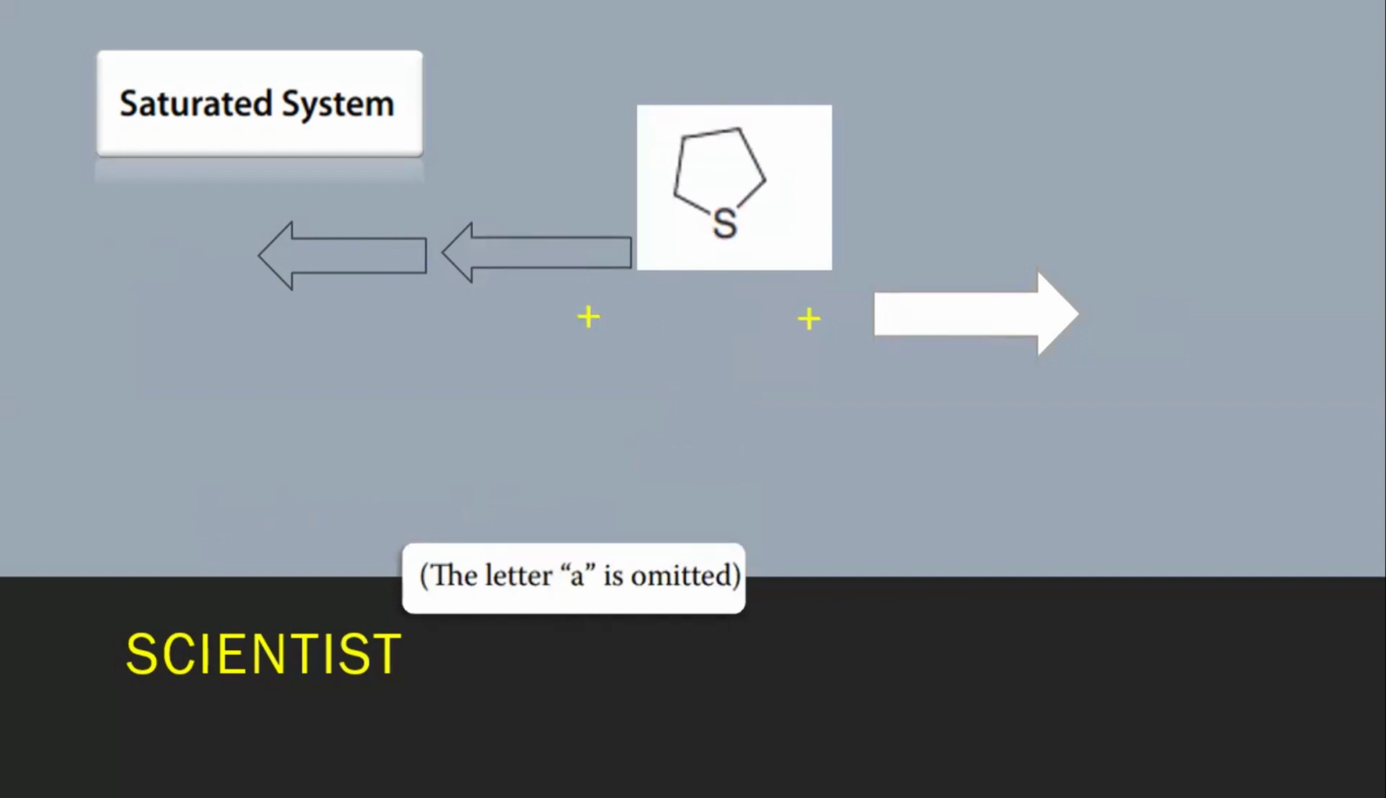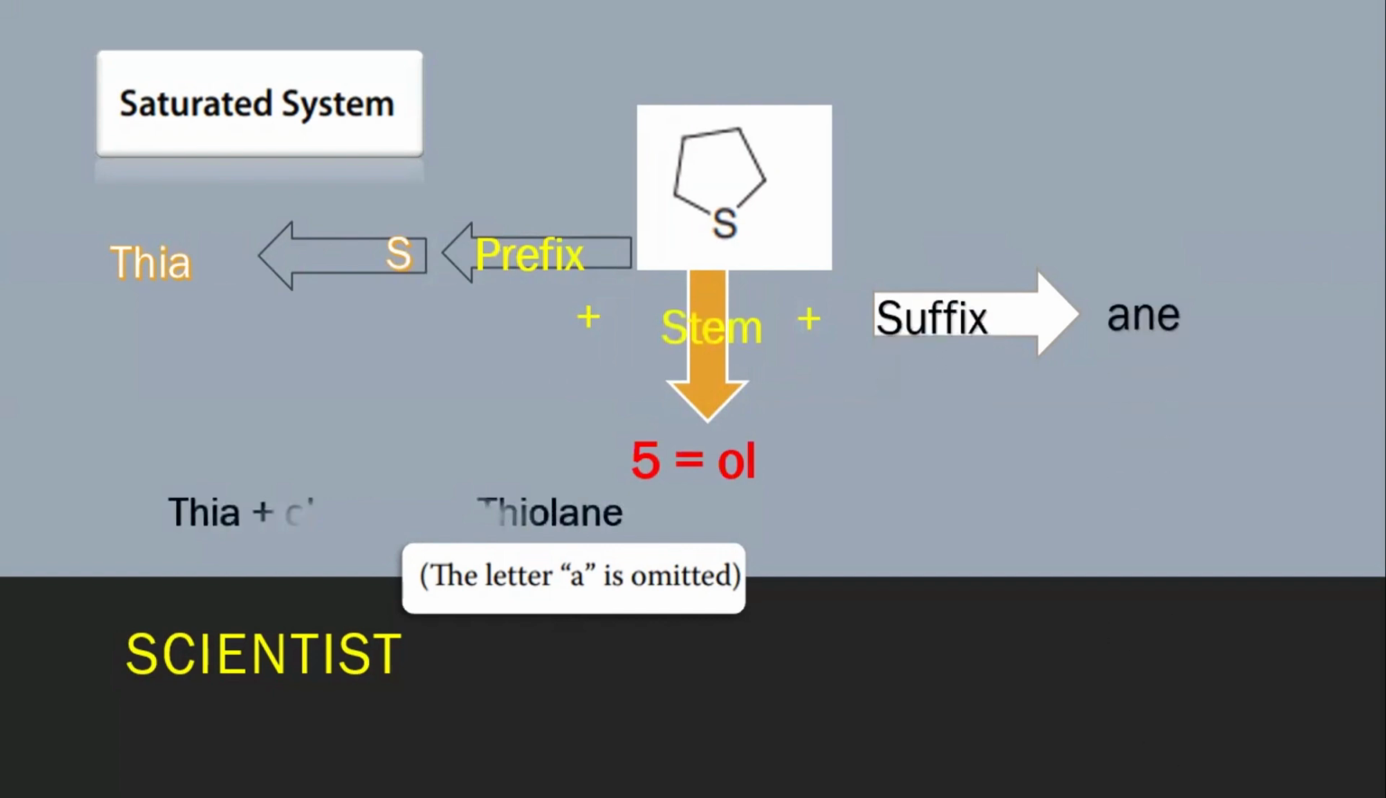Let's discuss another system: sulfur containing 5 member ring. Prefix is sulfur. Sulfur is thia. Stem is a 5 member ring. Ol is used. Suffix is ane. So thiolane. Thia for sulfur, ol for 5 member, ane for saturated without nitrogen. Thiolane. Okay.